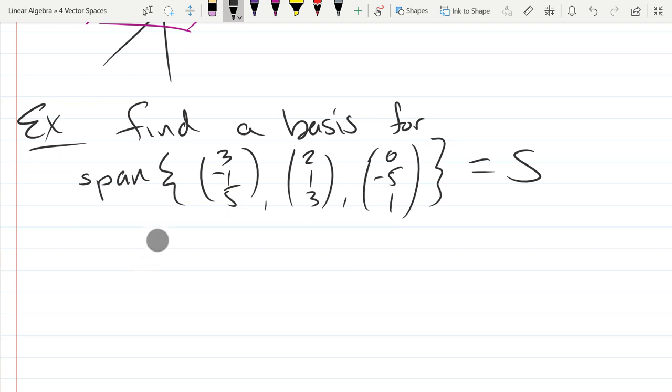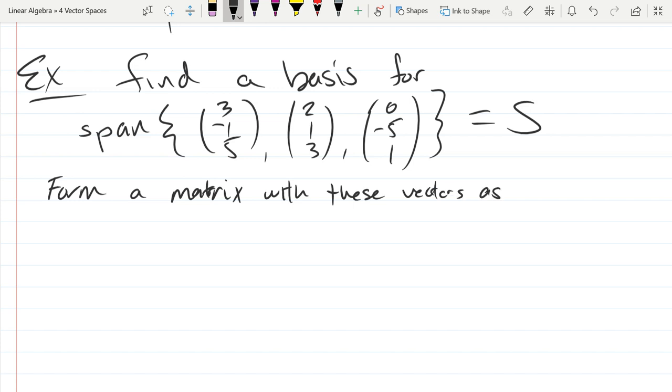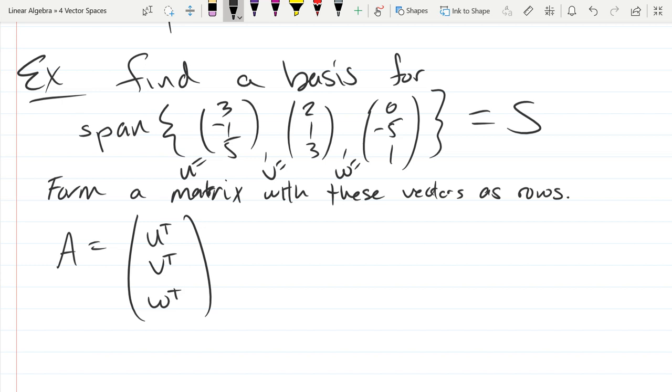So what we're going to do is make a matrix, but instead of writing these as columns in our matrix, we're going to write them as rows. So we're going to form a matrix with these as rows. If we give these names, we'll call the first vector U, the second one is V, the third one is W. So our matrix, we'll call it capital A. The first row we can write as U transpose, the second row will be V transpose, and the third row will be W transpose.